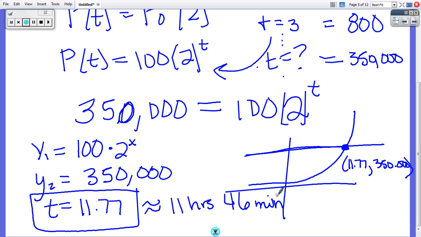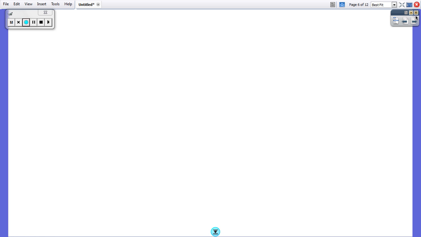All right, we have two types of examples left. Radioactive decay. So we just did an exponential growth, and now we're going to do an exponential decay problem. In this problem, it says, suppose the half-life of a certain radioactive substance is 20 days. So this is our half-life, 20 days.